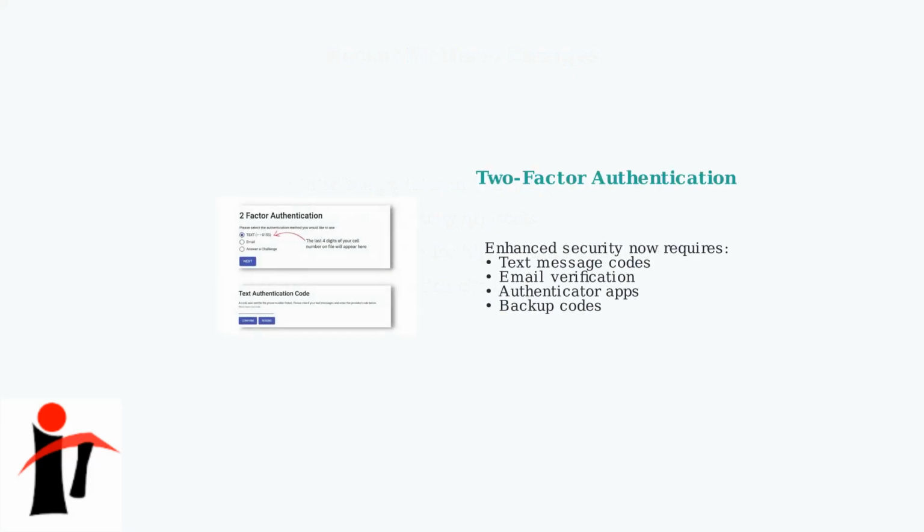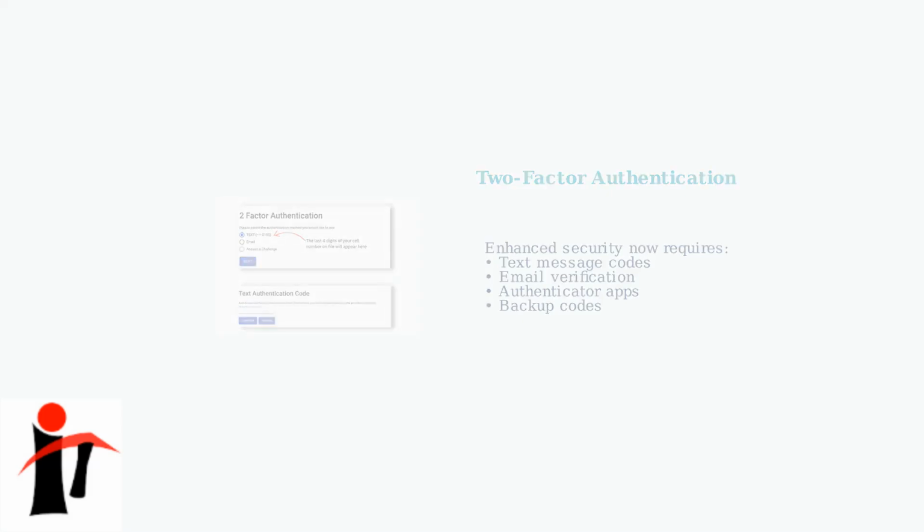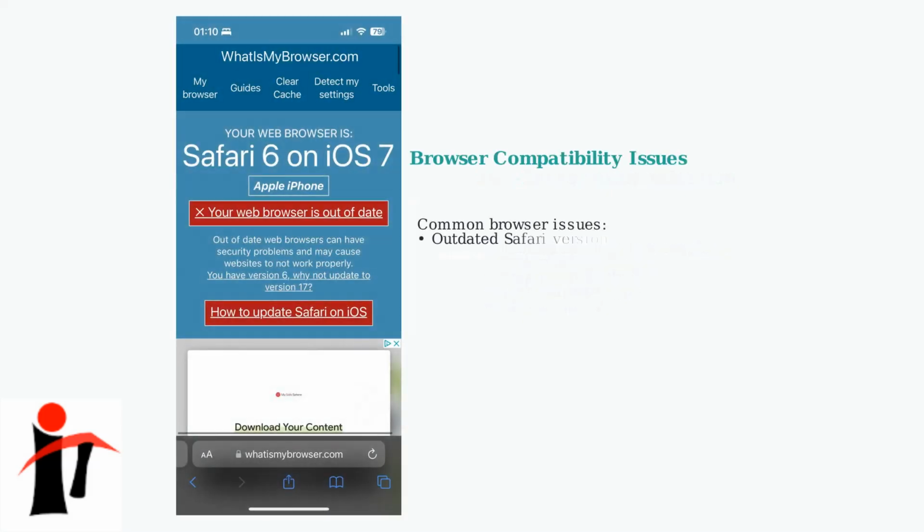Users must verify their identity through text messages, email codes, or authenticator apps. This added security layer, while protective, can cause login delays and complications. Browser compatibility remains a significant source of login problems.